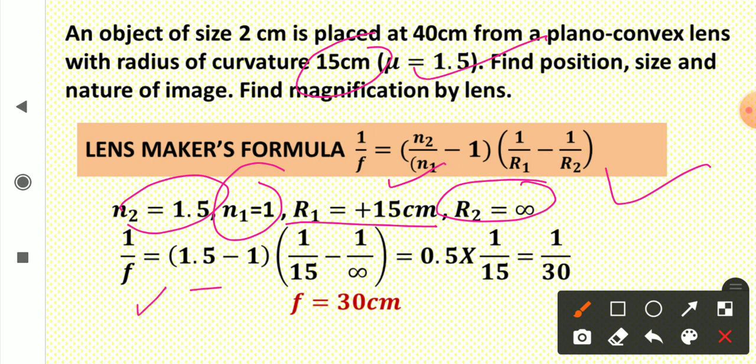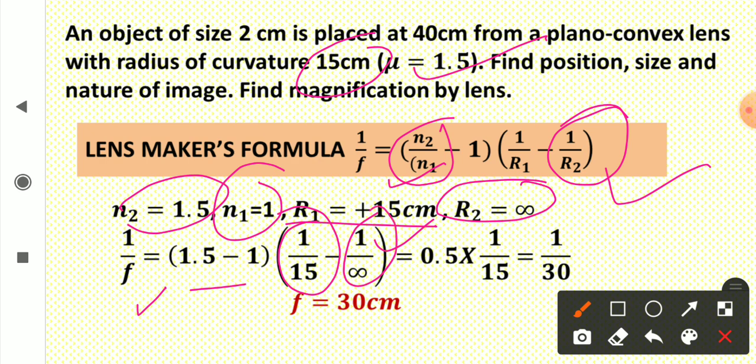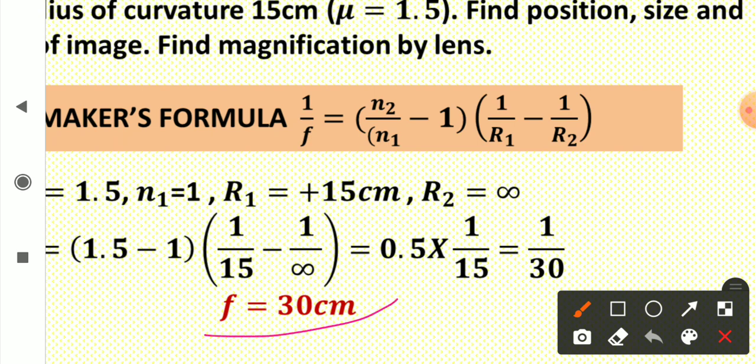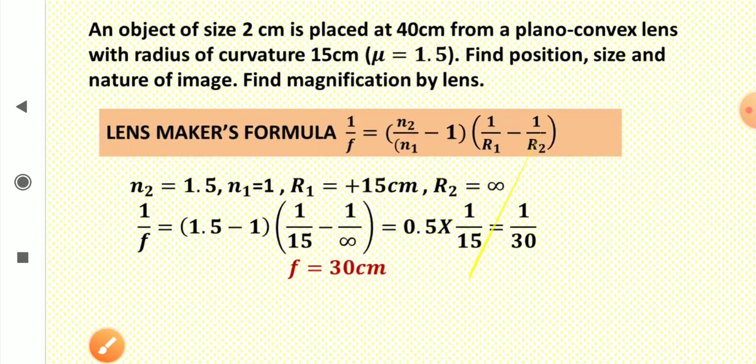So put in all the values: 1/f = (1.5 − 1)(1/15 − 1/infinity), and 1/infinity is 0. From the difference we get 0.5, and from the bracket we get 1/15, which simplifies to 1/30. Now take the reciprocal, and you get a focal length of 30 centimeter. So the plano-convex lens is a convex lens of focal length 30 centimeter.